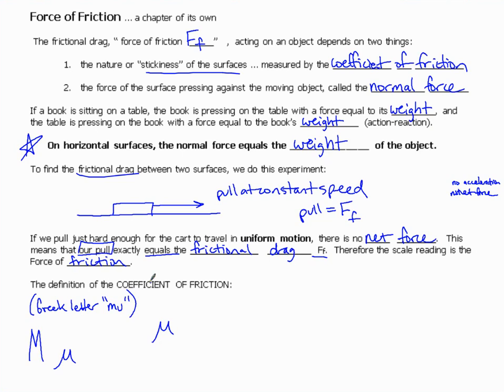So mu, or the coefficient of friction, equals, and it's two things. First off, the force of friction, and second off, the normal force. So I'm going to write in here F sub F is the frictional drag, and F sub N is the normal force. Remember, on a horizontal surface, the normal force equals the weight of the object.